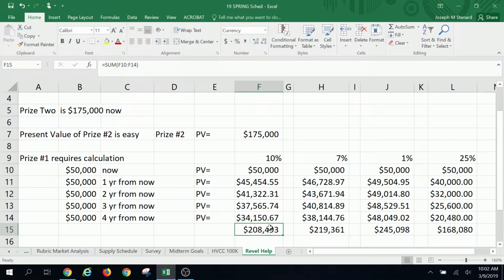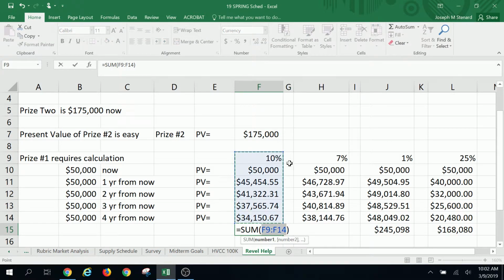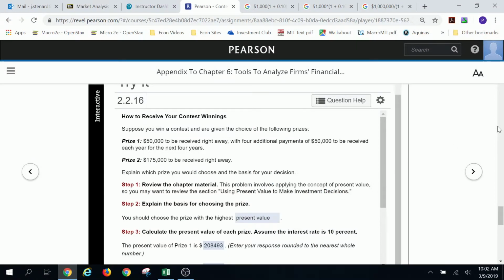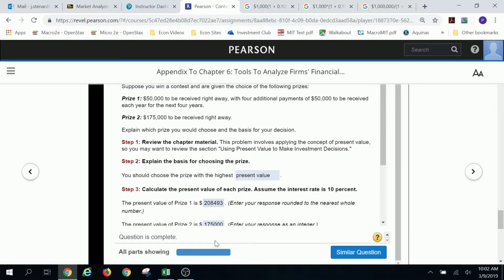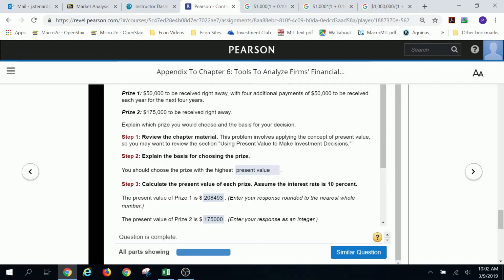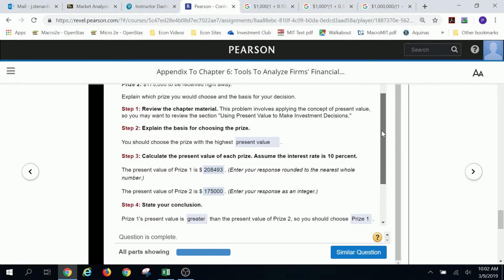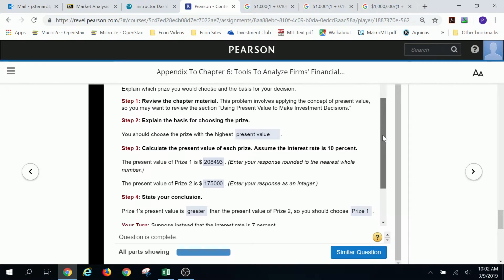That's how I get the 208, by adding up the sum of all those numbers. If you want to know how I do it, I use the auto sum feature. I calculate just the numbers I want to add together, and it comes to 208. So that's how it's done. Let's move right along here. The present value of prize 2 is 175,000. So prize 1's present value is greater than the present value of prize 2, so you should choose prize 1.